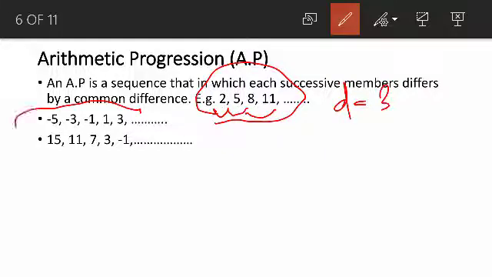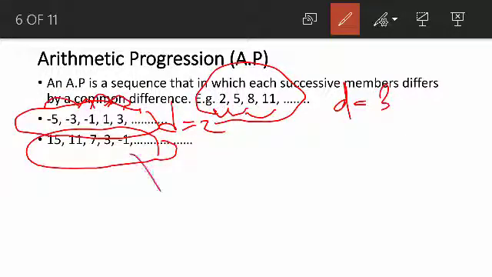This is another example here. We can notice here that the common difference is equal to 2. So when you subtract, 3 minus 1 is 2, 5 minus 3 is 2, and so on and so forth. The same we have here, but here the common difference is minus 4. So whenever you see a sequence where each member differs by a common difference, it is an arithmetic progression.